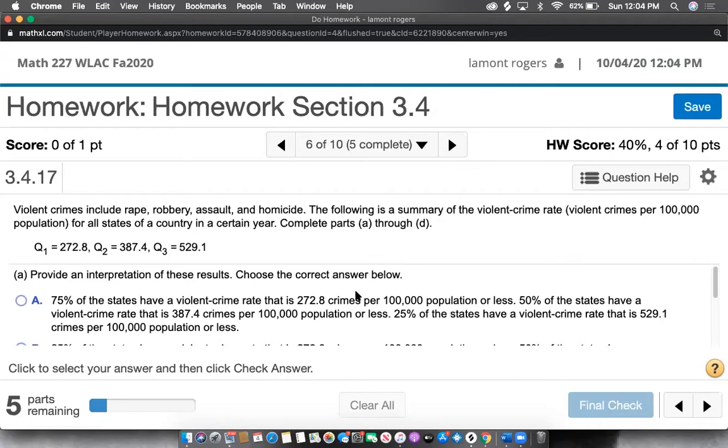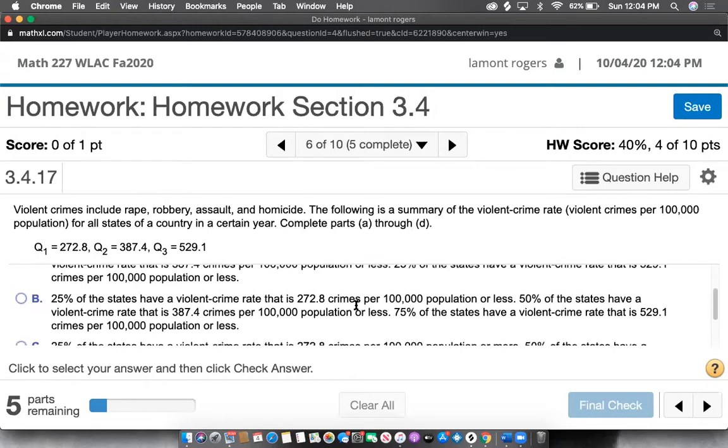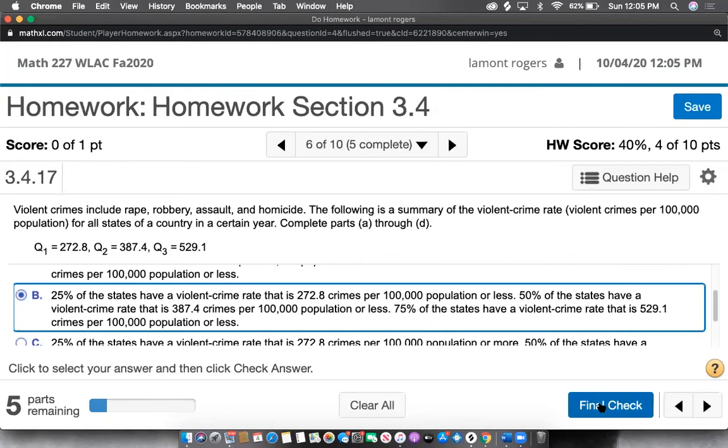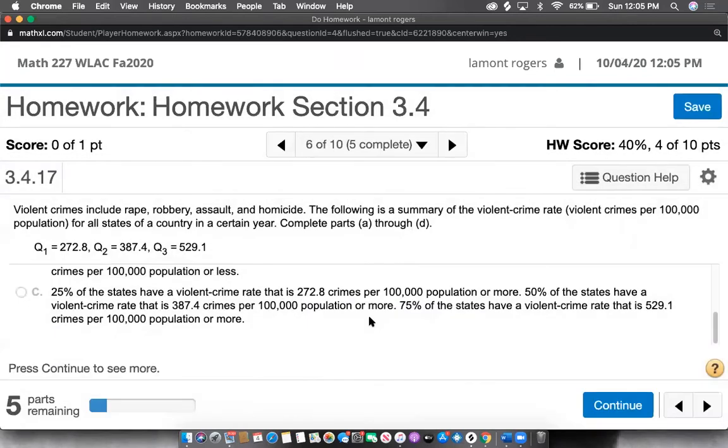So which one do you think it is? Is it A? No. What about B? 25% is 2. It could be so far. 387, that matches. Yeah, it's B. Good job. Finally, a correct answer.